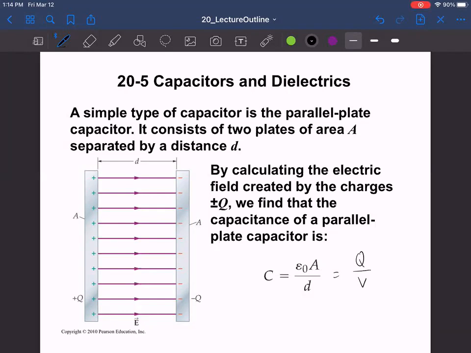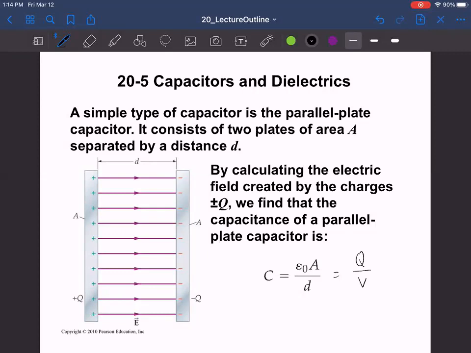Epsilon naught is the permittivity of free space. It basically is a constant of proportionality that talks about how strongly the electric field goes through a vacuum. A will be the area of each plate, if you're assuming both plates have the same area. Obviously, the larger the plates, the more charge you can store on there. So it's going to be proportional to the area of the plates. And then it's inversely proportional to the separation between them.